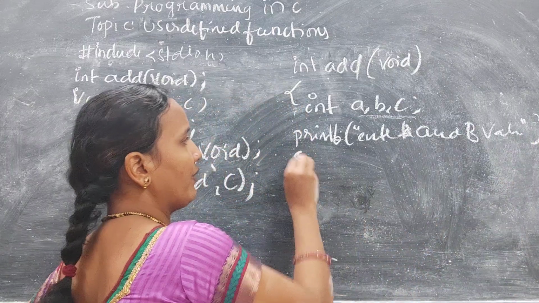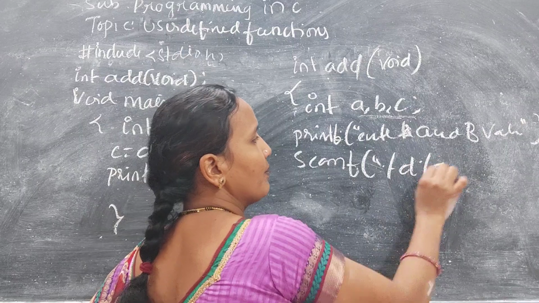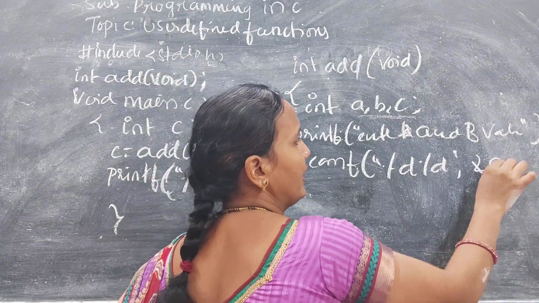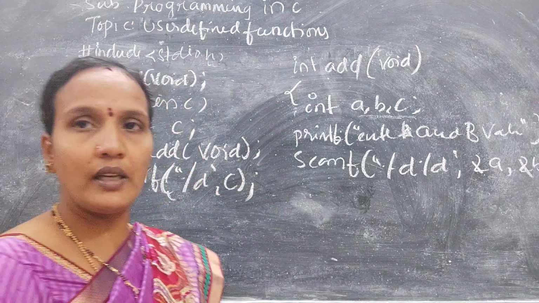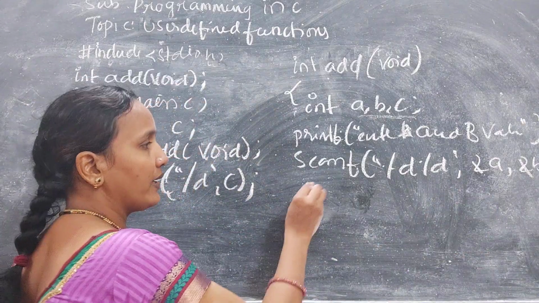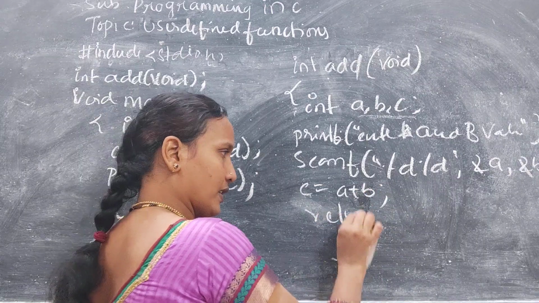Okay, the user will give the values that are stored using scanf("%d %d", &a, &b). Whatever value the user gives is stored in a and b. Now I am calculating c: c equals a plus b. Return c.